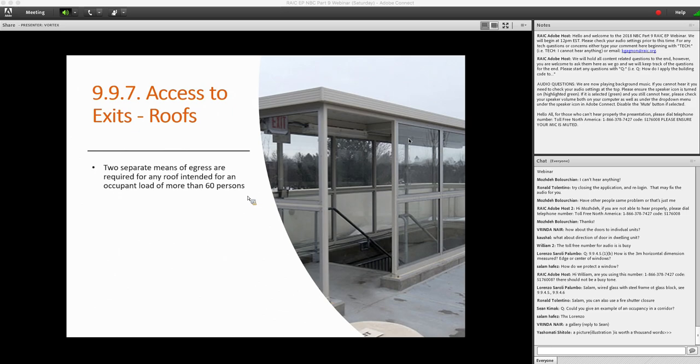A means of egress is, remember, a defined term. It includes exits and then access to exit. So if you have an occupied roof, you can either have, for instance, a stair that leads to an exit stair on the floor below, or you can also have the typical exit, or an exit that is rated and that is constructed as a fire separation to serve the occupants that may find themselves on the roof that is intended for an occupancy.